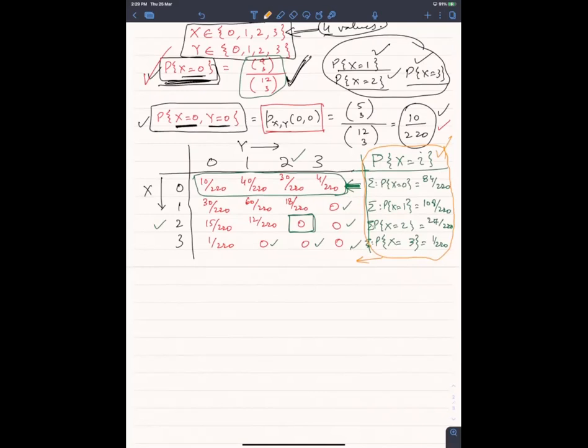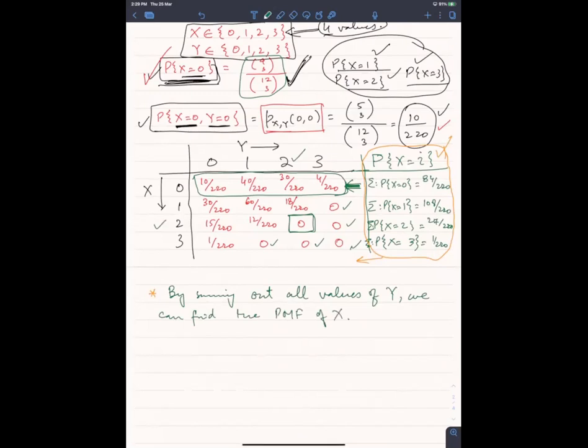So this is the probability mass function of x. इससे हमें lesson क्या मिला है? Lesson ये मिला है कि in order to get the probability mass function of x, all you need to do is summing out all values of y. By summing out all values of y, we can find the PMF of x.